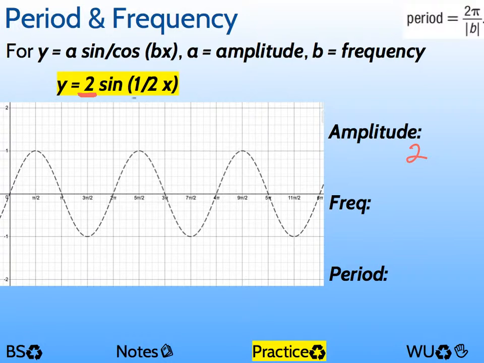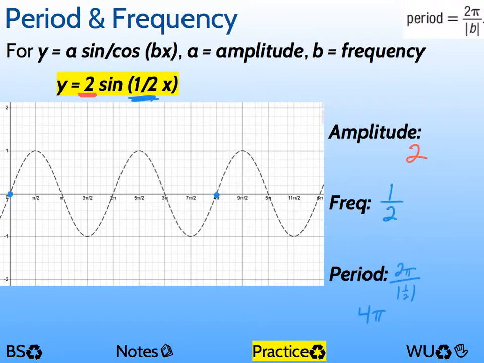Now the frequency is the b value, 1/2, which means that from 0 to 2 pi, this goes through 1/2 of one full cycle. Now, the period for that, we have to do 2 pi divided by the absolute value of 1/2. The absolute value of 1/2 is just 1/2, and 2 pi divided by 1/2 equals 4 pi, which means a full cycle of this sine will go from 0 to 4 pi.